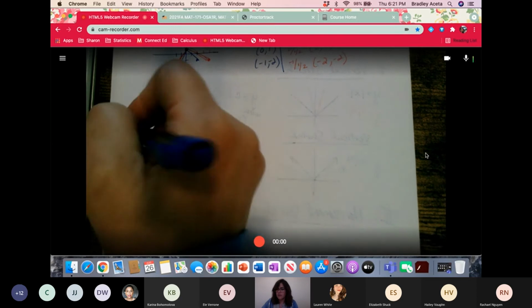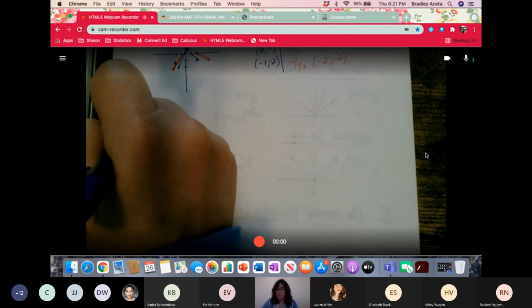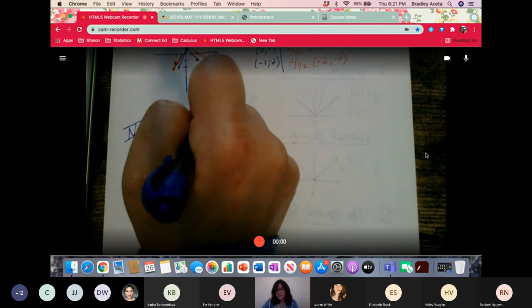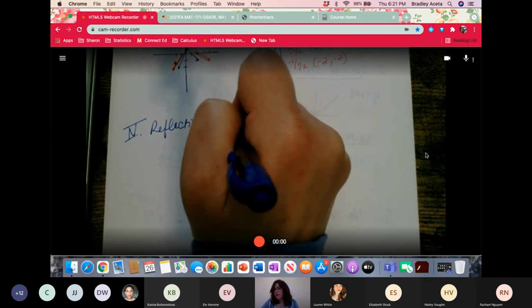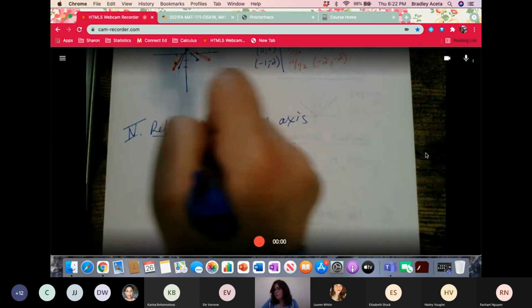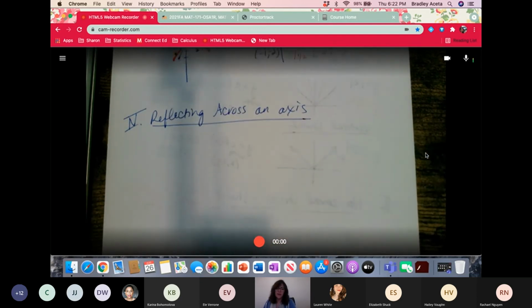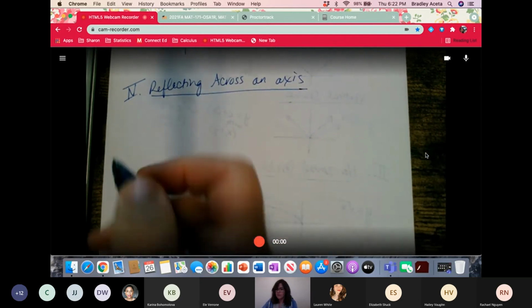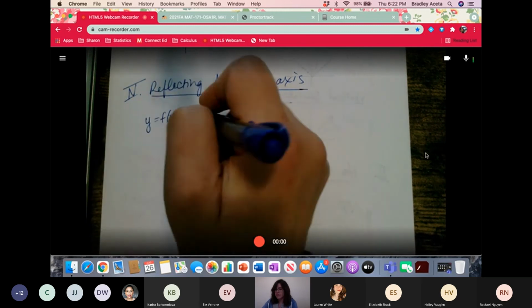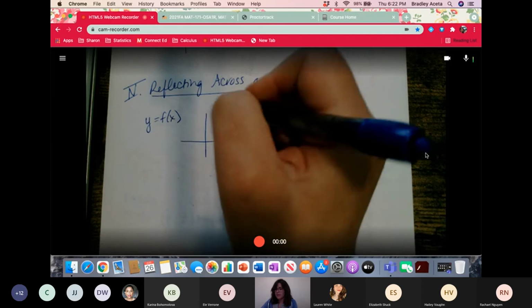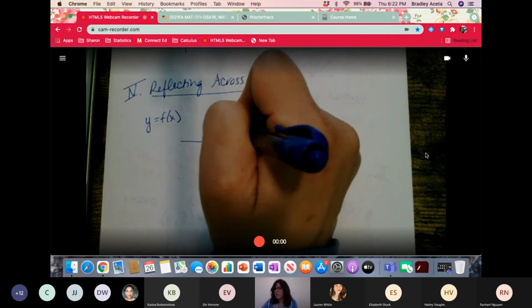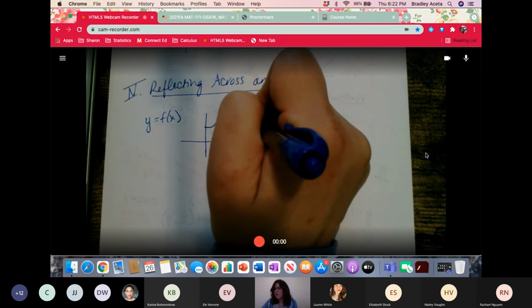Then we have one more thing that could happen to these graphs, which is reflecting. Reflecting across an axis. So what does that look like? So let's just pretend I made up a function here. Here's my function, and this is again what they're going to kind of do. Something like that. Let's say this is the point 4, 5.